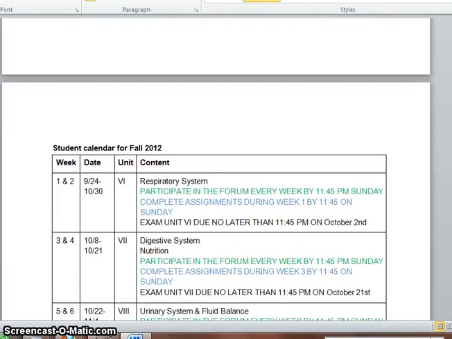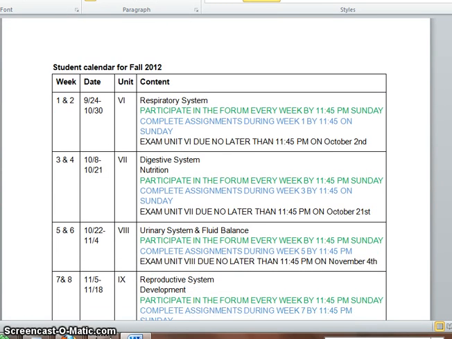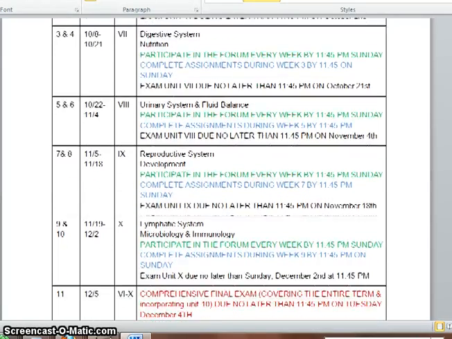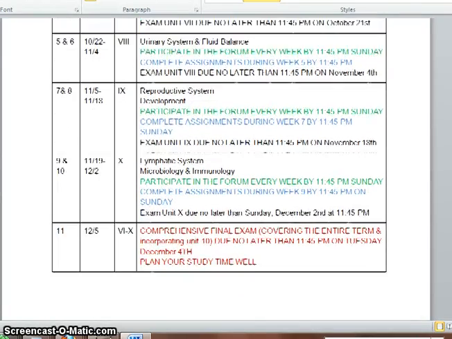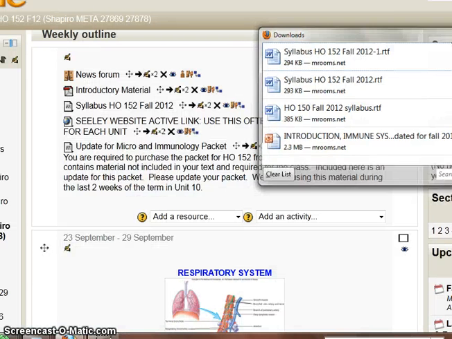Here's the student calendar. It tells you when homework is due, when exams are due, and it reminds you to participate in the forum every week. The term goes by quickly, so please plan your time well. I'm going to close the syllabus and get back to the Moodle page.